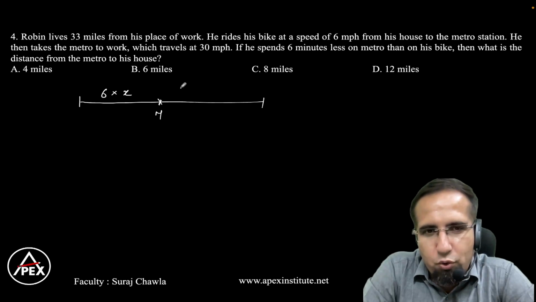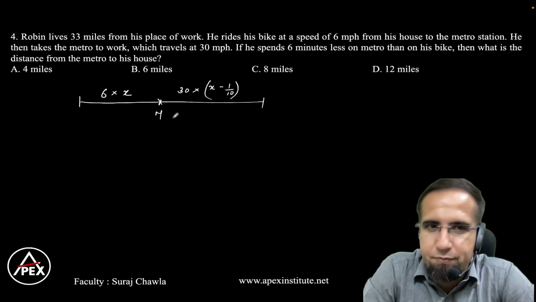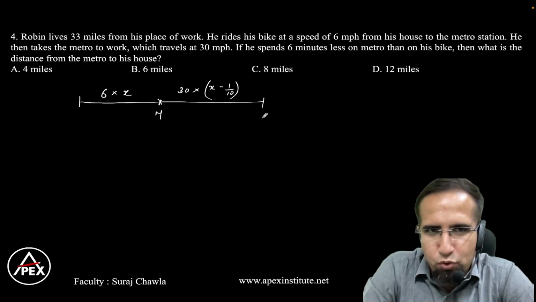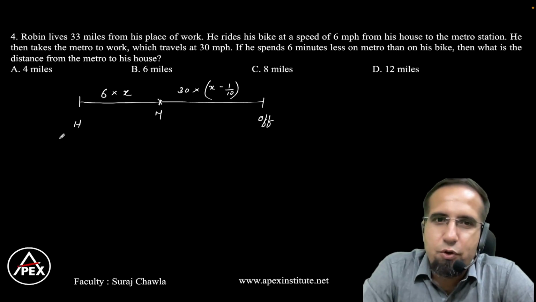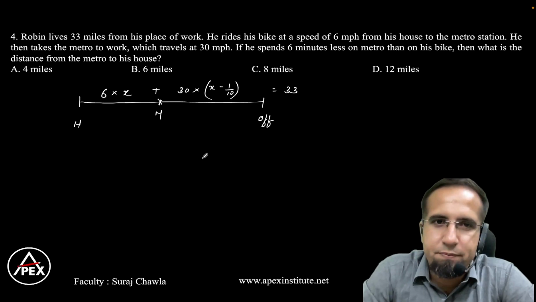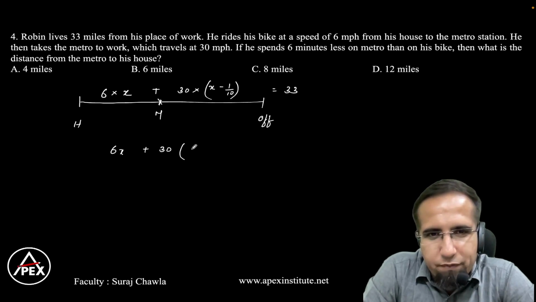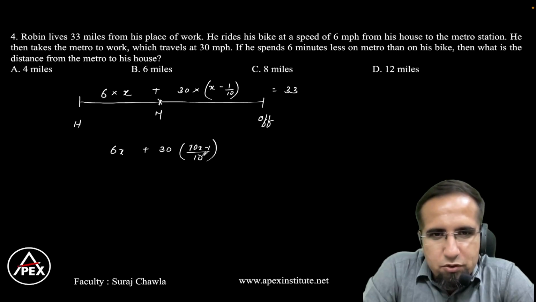So therefore on metro he would travel for x minus 6 minutes, at 30 miles per hour. Now 6 minutes is 1 by 10th of an hour. Now this is the distance from his house to metro, and this part is the distance from metro to office. Clear? So let's say this is office and this is house. Right? So this total distance we already have is equal to 33. Right? So if I simplify, this becomes 6x plus 30 into, if I take 10 as my LCM, this becomes 10x minus 1. So 0 and 0 get cancelled, which is equal to 33.